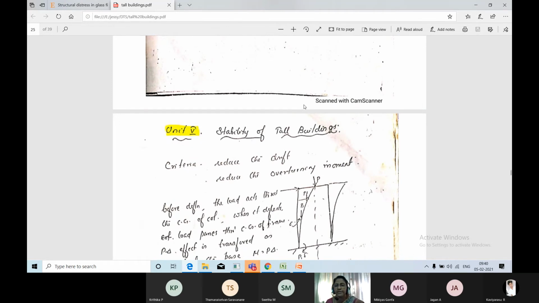Now I'll quickly tell what is exactly there in your 5th unit, that is stability of tall buildings. In the initial class we learnt about the different types of design philosophies and design methodologies.